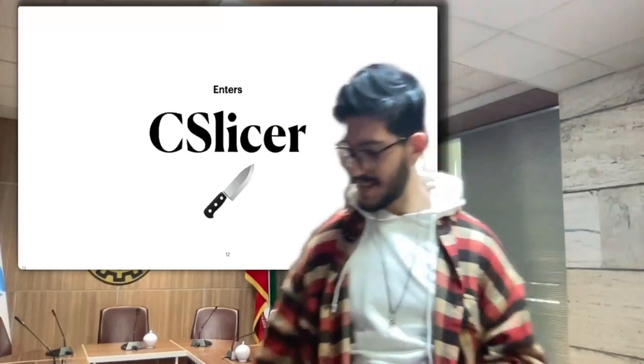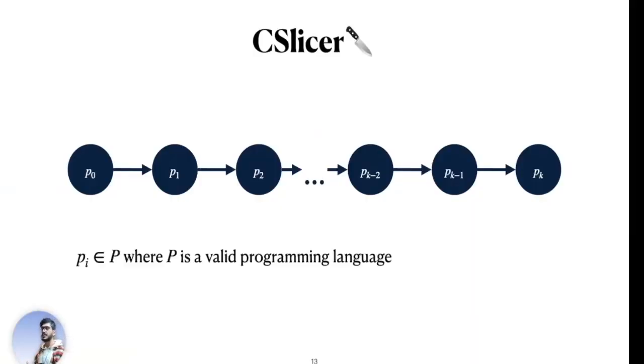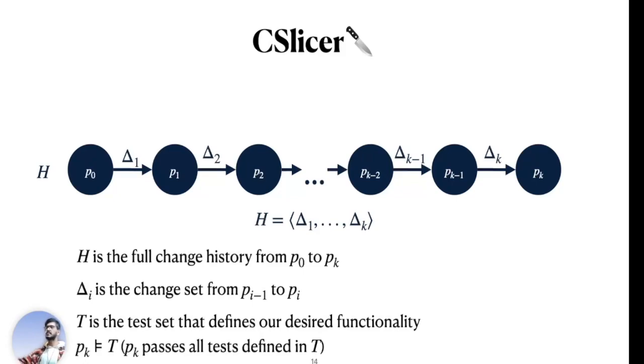Here comes CSlicer. What we have here is a history of our program from P0 through PK. Each version of this program is a valid program, meaning it follows the syntax rules of a valid programming language. In this paper, featherweight Java has been picked, which is a simpler version than Java. In our history, which is represented by H, as I said, we have different versions of the program. We start by P0 and we apply change sets represented by delta, and we go to P1, P2, all the way through PK.